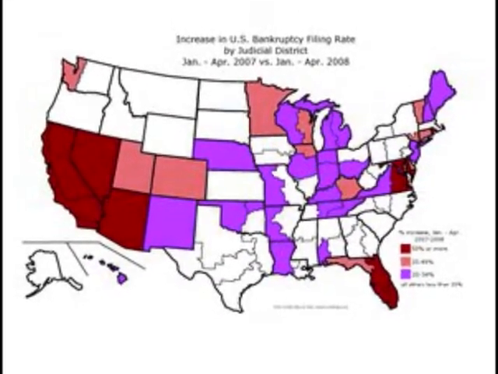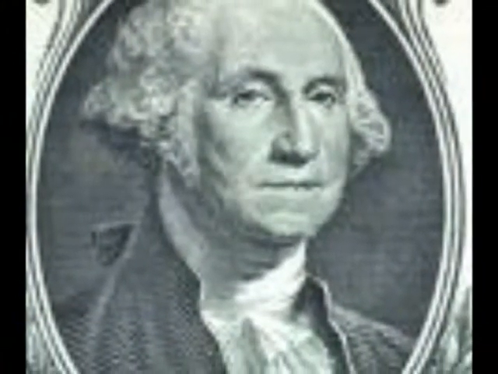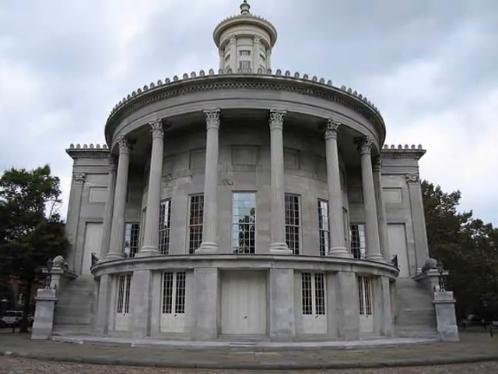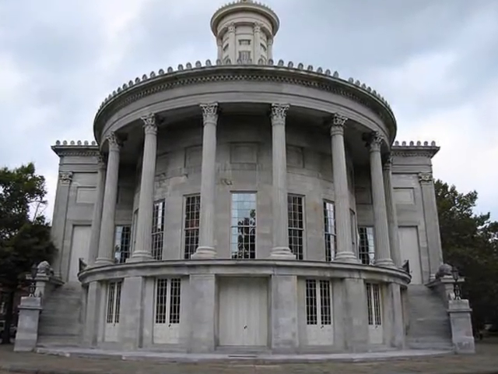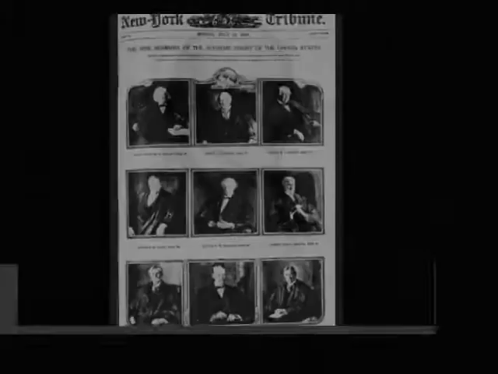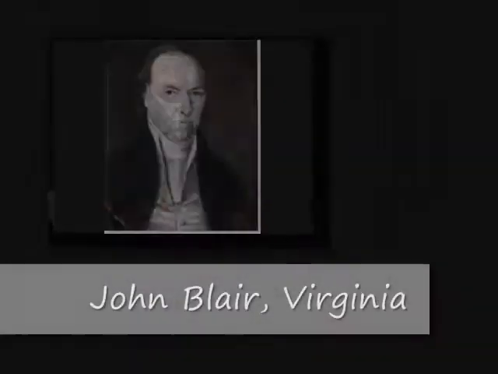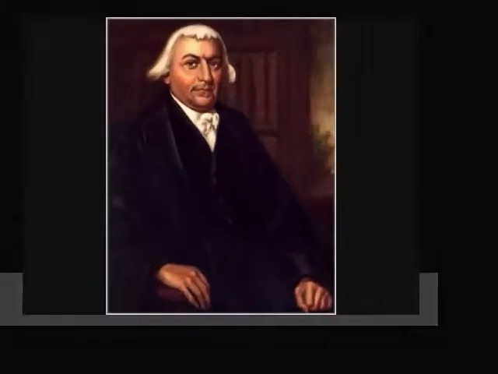The Act also assigned the power to nominate Supreme Court justices to the President of the United States with the approval of the Senate. The Supreme Court was first called to assemble on February 1, 1790, in the Merchants Exchange Building in New York City, then the nation's capital. The first Supreme Court was made up of Chief Justice John Jay, Associate Justices John Rutledge, William Cushing, James Wilson, John Blair, and James Iredell.